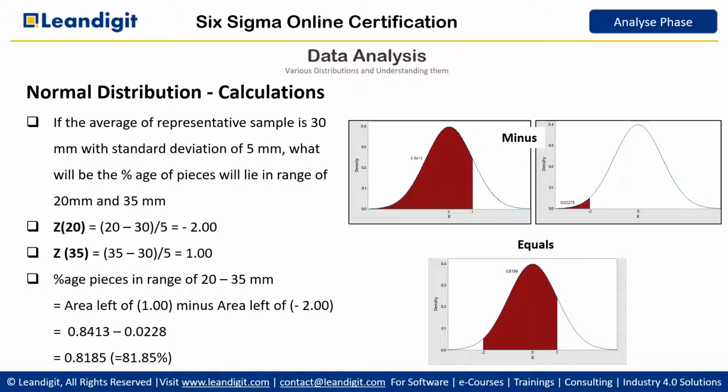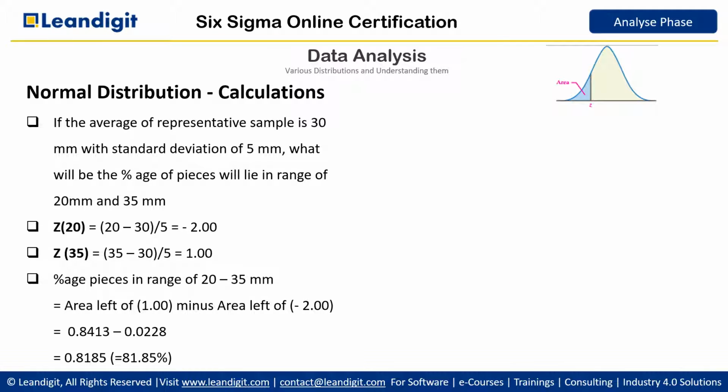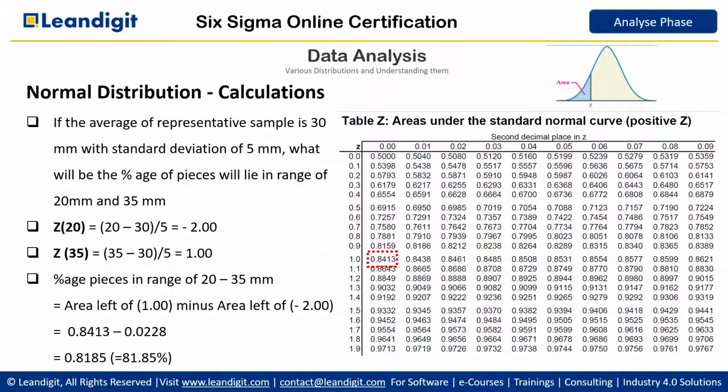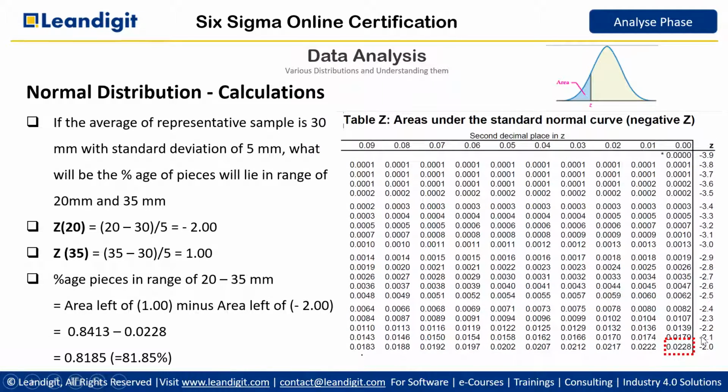If you want to do the calculation using the standard charts, we can take a standard Z table, look for where Z is equal to 1, and for that we have 0.8413 in our Z table. We search for -2, which we calculated for 20, and we got 0.0228, which we put here, and we can calculate from the tables.